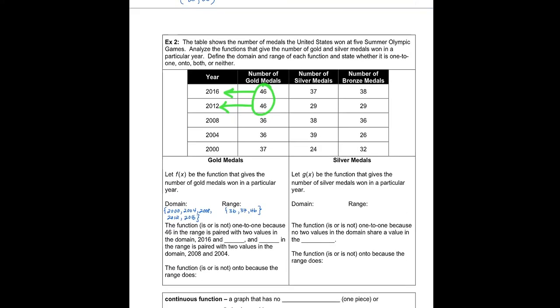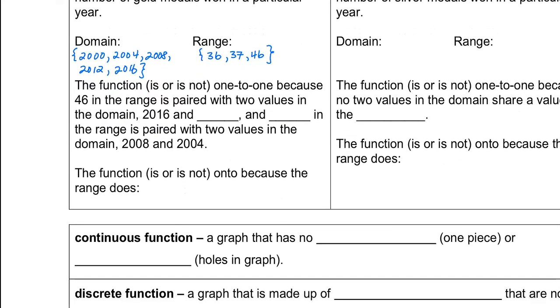So then we would say down here, the function is or is not. Well, it's not. It is not one-to-one because 46 in the range is paired with 2 values in the domain, 2016 and 2012.